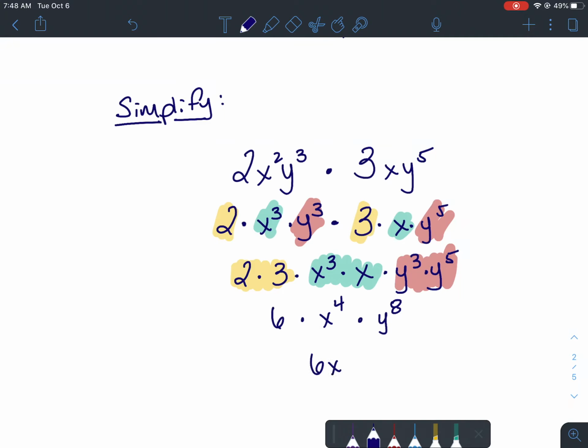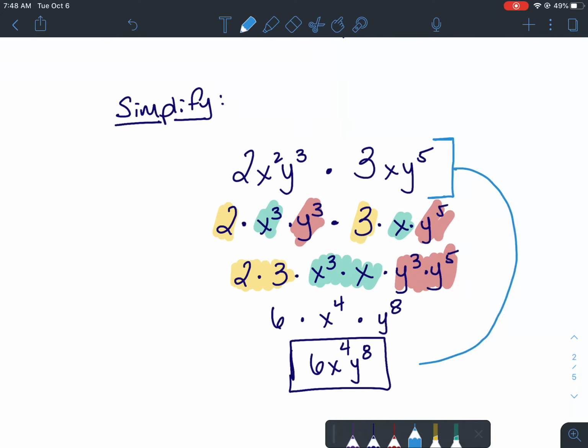Now we can just squish this back together and have 6x to the 4th y to the 8th as our final answer. So really, what we're looking at is we're just multiplying the coefficients, multiplying our like terms, and using the product rule. There have been students that are able to go from the first all the way to the last answer without the middle steps. Now, you can skip those steps if you want, but if you feel not confident enough to do that, break it apart. When in doubt, spread it out and simplify.